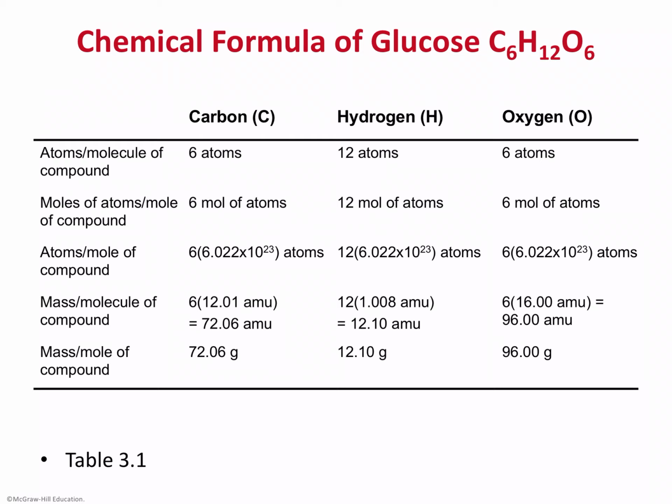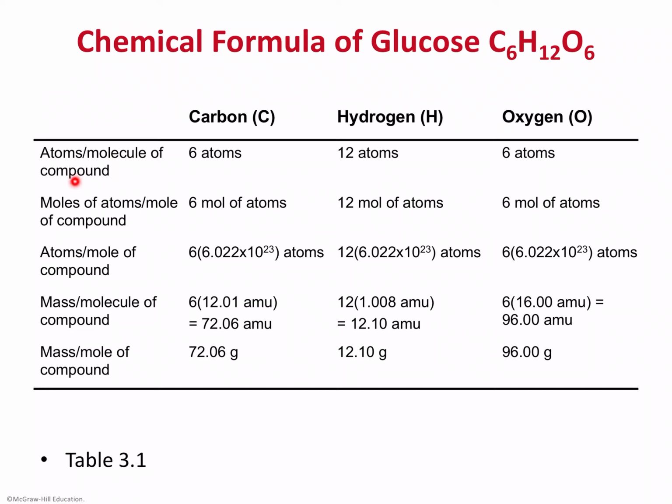Now this is the chemical formula of glucose, C6H12O6. Not only for glucose, but for any formula that we come across, we can find information in this chemical formula. Let's see what information we can find.